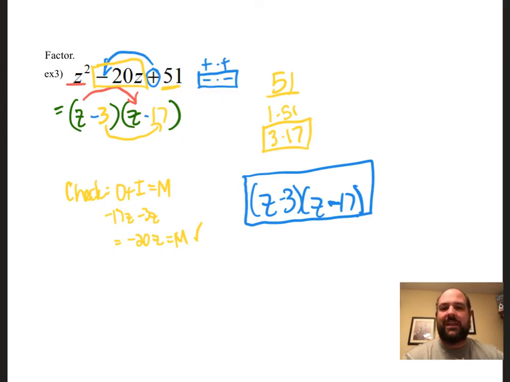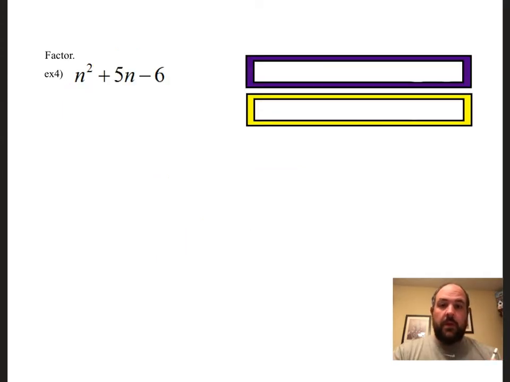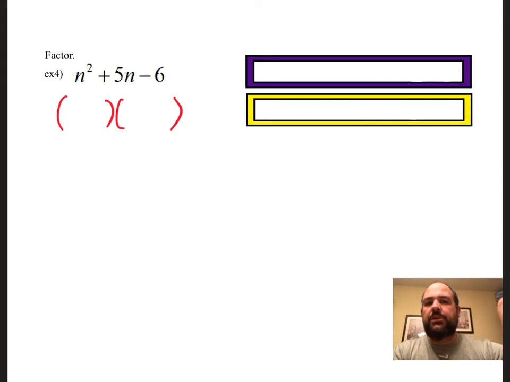Let's take a look at another one. All right, so here in example 4, we have n squared plus 5n minus 6. Let's go through the process. Set up our binomials. Again, our first multiplication here should give us the first term in the trinomial, which means n squared. I'm going to split that into n times n.